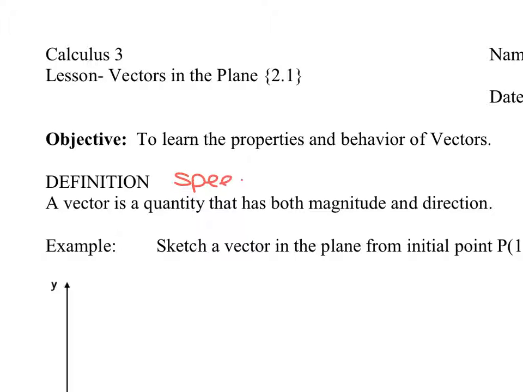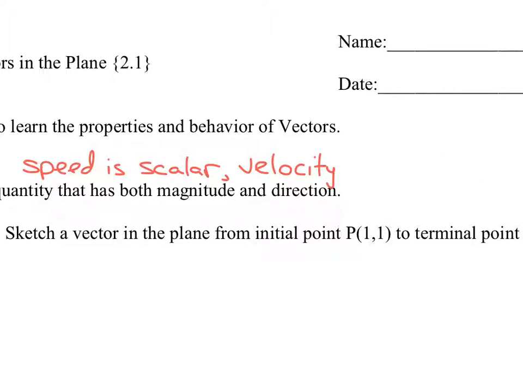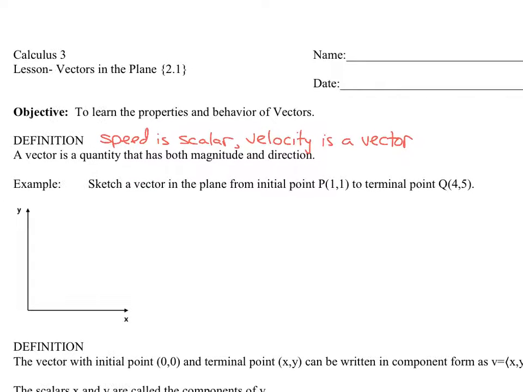Speed is a scalar. Velocity is a vector, because speed is really just talking about the magnitude of the velocity. Velocity is incorporating direction too.